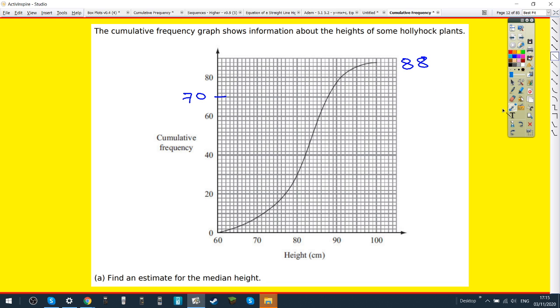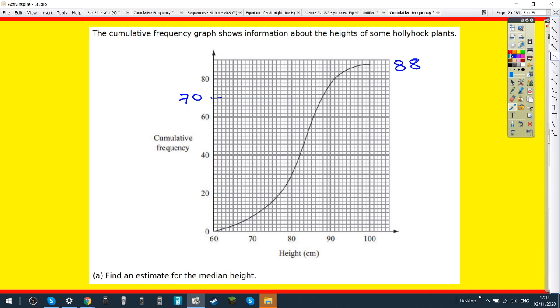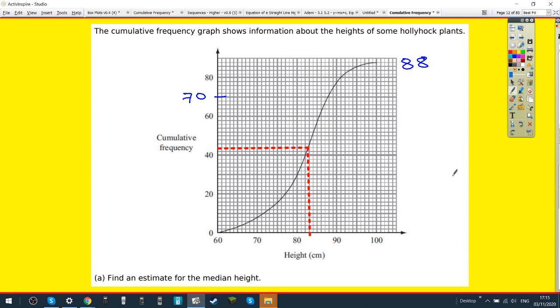And so median person? Or median plant? So the median would be 44. Yeah. And so how many squares above 40 is that? 2. Well done. And so what does that look like? It looks like 80, 83. Well done. 83 centimeters.